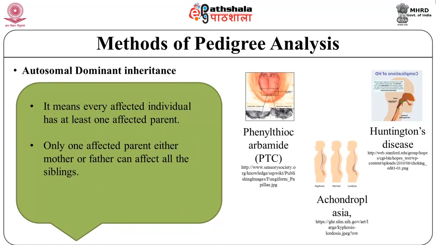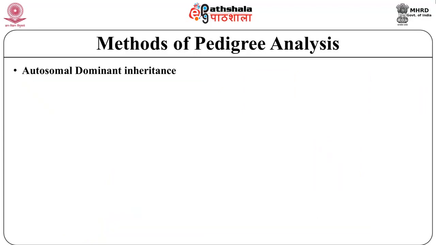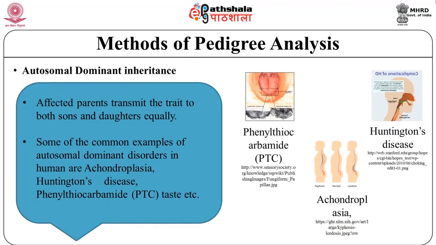It means every affected individual has at least one affected parent. Only one affected parent, either mother or father, can affect all the siblings. The affected parents transmit the trait to both sons and daughters equally. Some common examples of autosomal dominant traits in humans are achondroplasia, Huntington disease, or PTC taste.